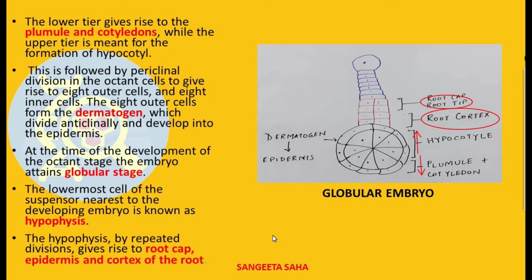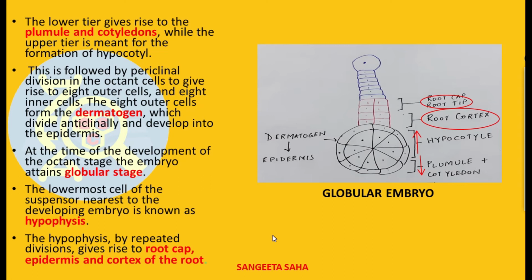Now I have already told you that I have drawn this diagram in such a manner that you will get an idea about the fates. It is just a schematic representation. It does not happen in reality, it is done just to make you understand better. Now, what happens next? This particular form of embryo is known as the globular embryo.